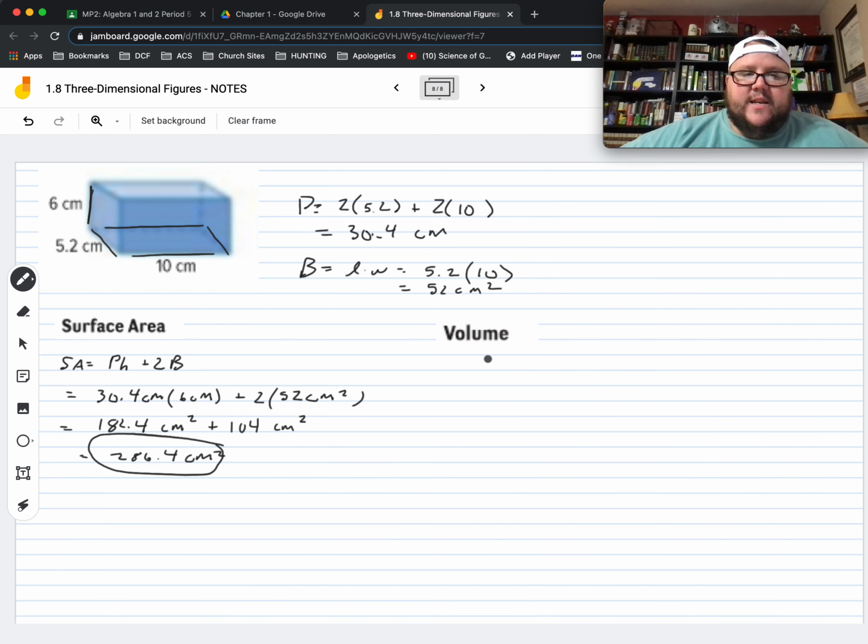Now volume is even nicer, because volume is just the area of the base, which is big B, times the height. We already have the area of the base and we have the height. So our volume equals 52 centimeters squared, times the height, which is 6 centimeters. So we have 52 times 6, which gives us 312. And our unit is centimeters squared times centimeters, centimeters cubed.